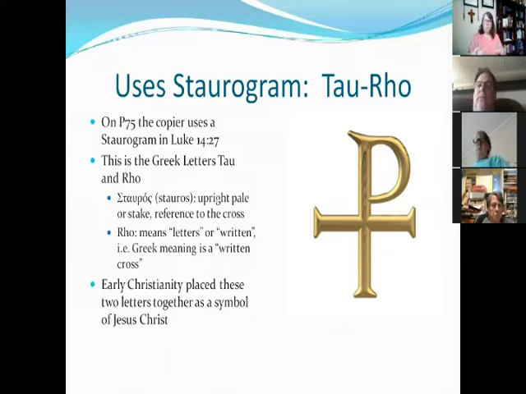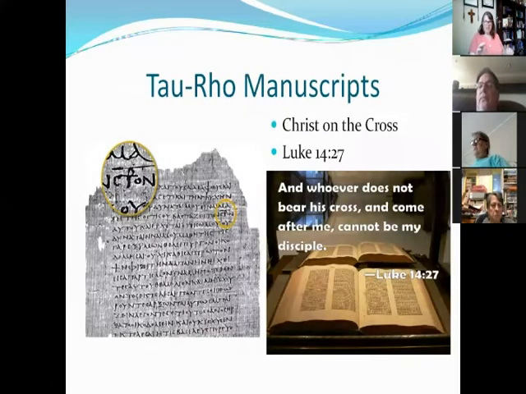So these two letters, the tau-rho, the T and the R, which we look at as a P, is an R. The early Christians would take a word such as cross and replace it with the tau-rho, meaning Christ's cross. Not your cross, but Christ's cross. And this is interesting, how this gets worked in here.